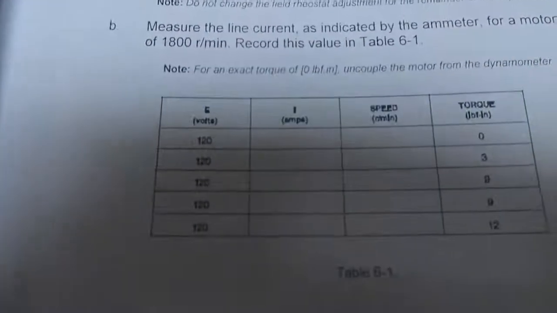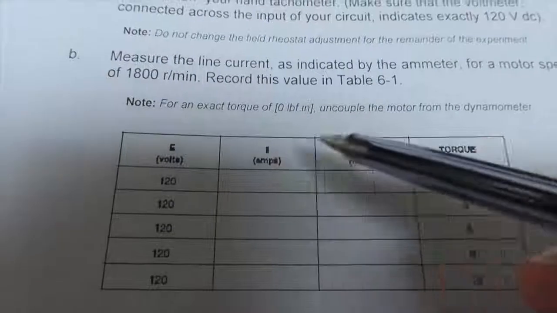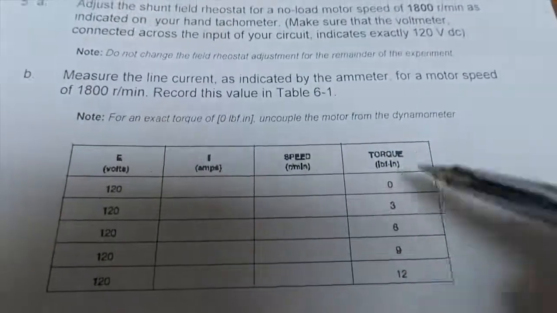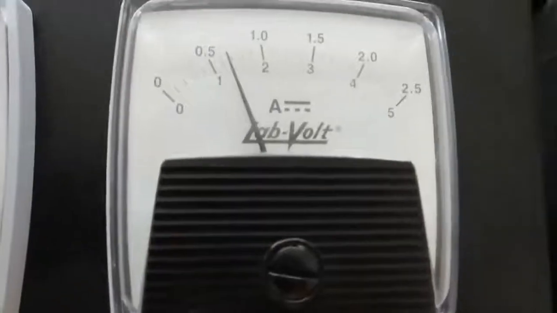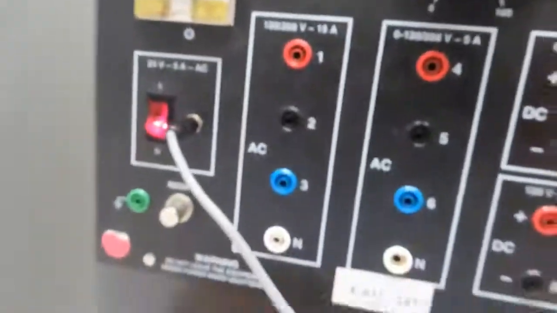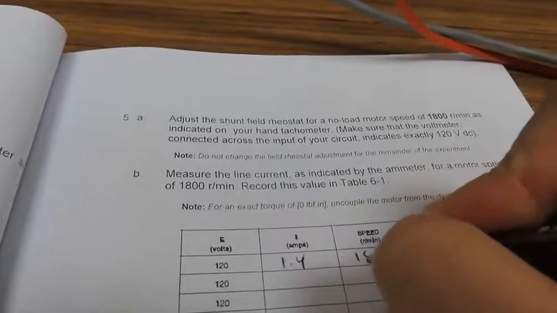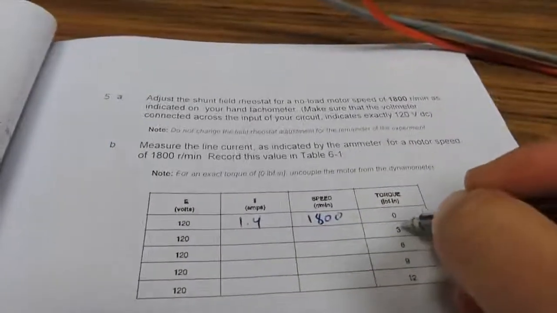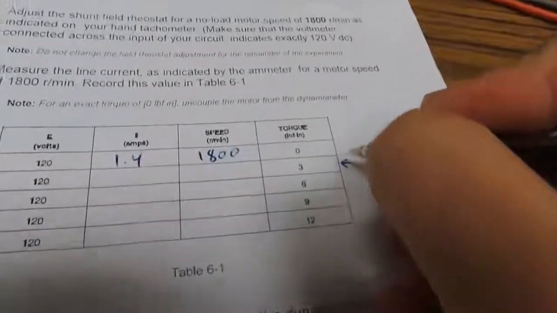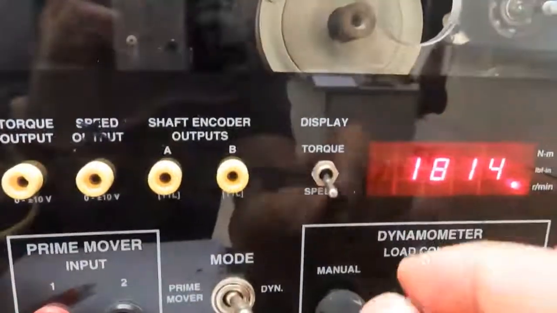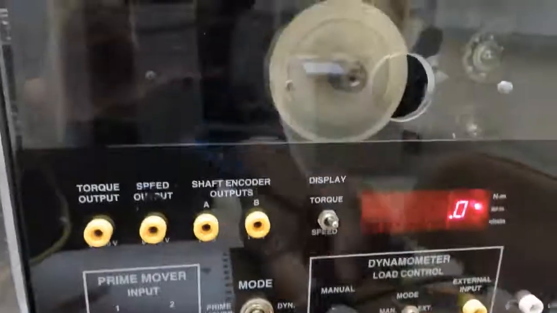Now, I will fill this table by measuring the current and the speed according to the torque. Now the current is 1.4, sorry, and the speed is 1800. Now, I have to adjust the torque to 3 foot-pound per inch.